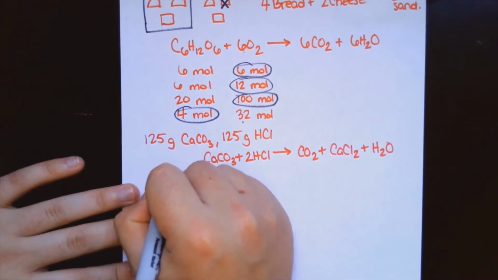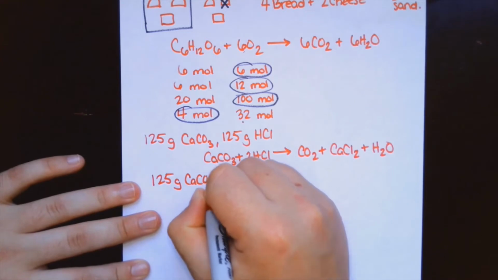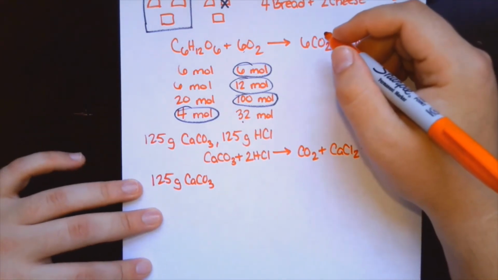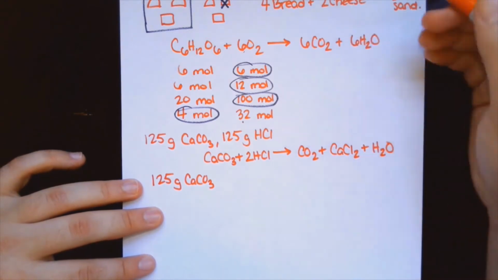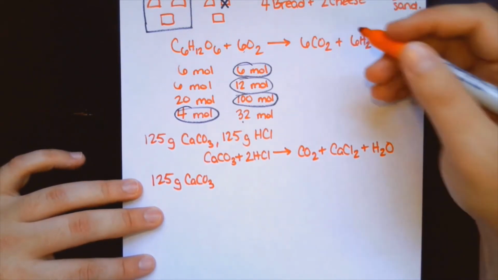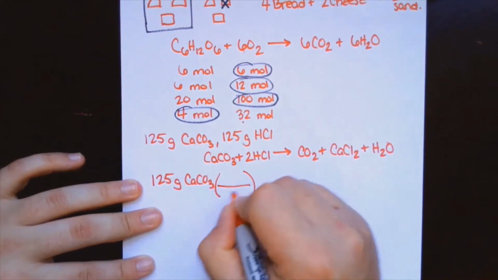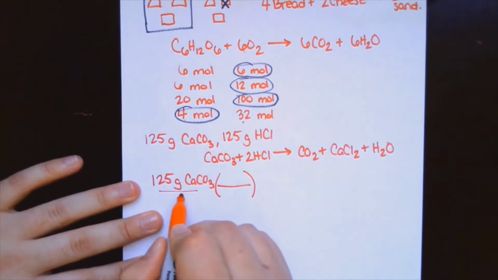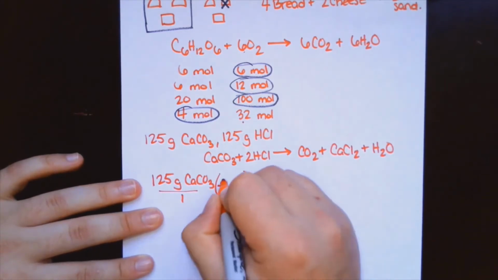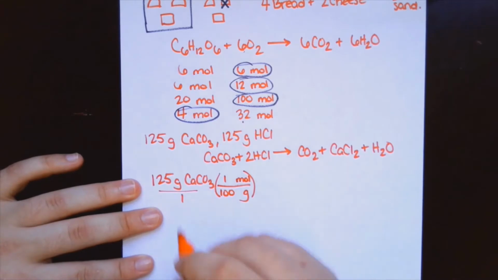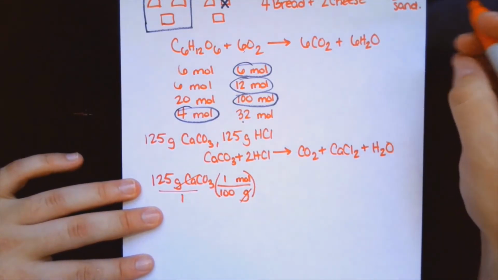So we have 125 grams of calcium carbonate. So the first step, as I've said before, whenever you're comparing two different compounds in a chemical reaction, you need to get into moles. So we need to use the molar mass of calcium carbonate. We need to cancel out this unit of grams in the numerator, so grams goes down here, moles up here, and it's 100 grams per mole.